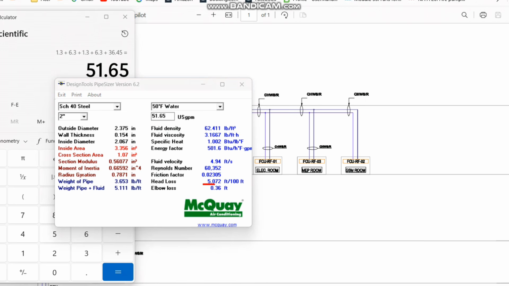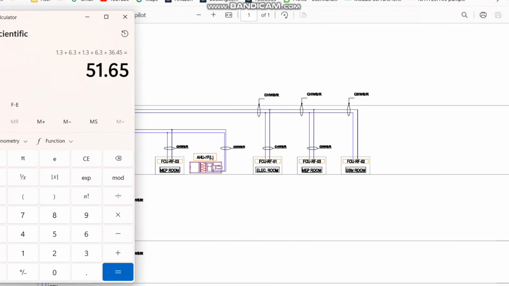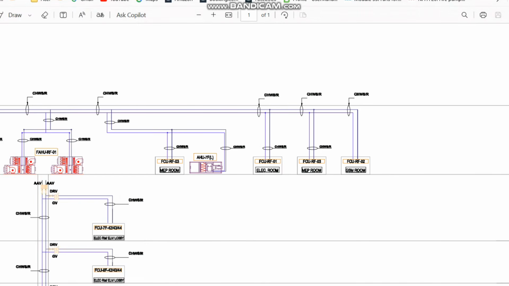The head loss here, how much? It's 5 feet per 100 feet, which is not acceptable. We have to make sure the head loss is less than 4 feet. That means we have to increase the pipe size. If you go 2.5 inch, you can follow 51.65. Now you see the head loss here is 2.101, so this is the acceptable pipe size. So at this point the pipe size is 2.5 inch.